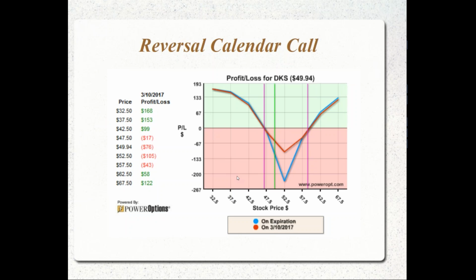We've flipped the entire horizontal spread. That's why it's called a reversal. We flipped the position, the profit and loss chart. Instead of making the max profit when the stock's at 52.5, we lose the most if the stock's at 52.5.